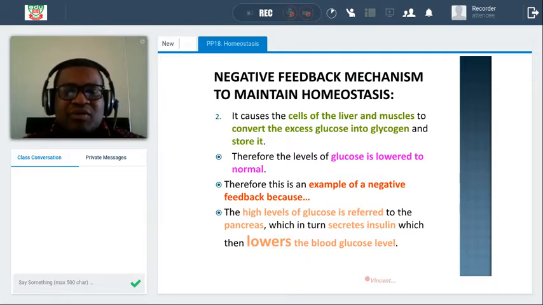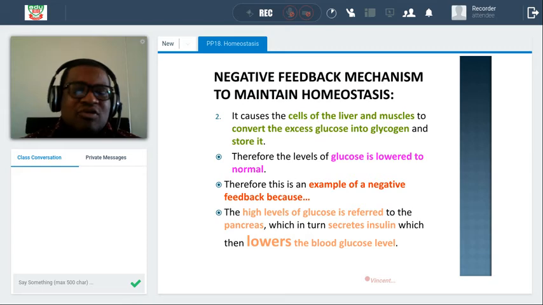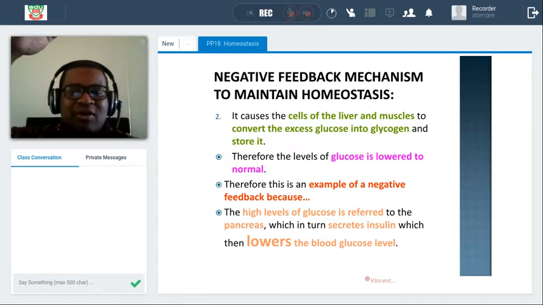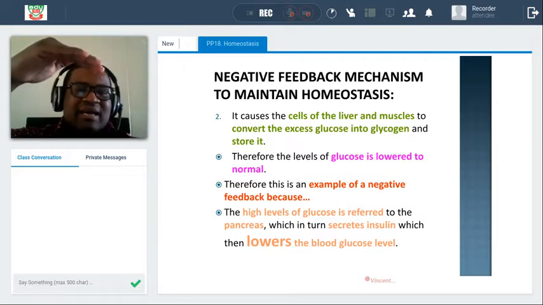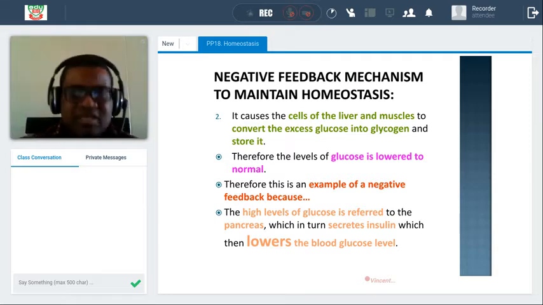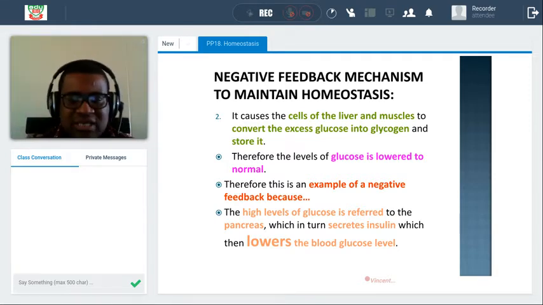Okay? So the high level of glucose in the blood is referred to the pancreas, which in turn secretes insulin, which then lowers the blood glucose. You see, that's negative feedback. High level of glucose in the blood, target organ, pancreas. The pancreas secretes insulin. Insulin lowers the blood glucose level to normal.